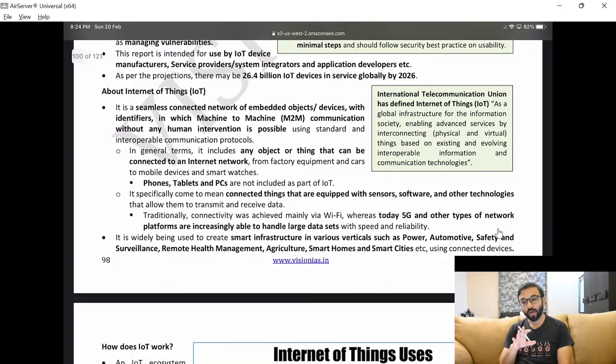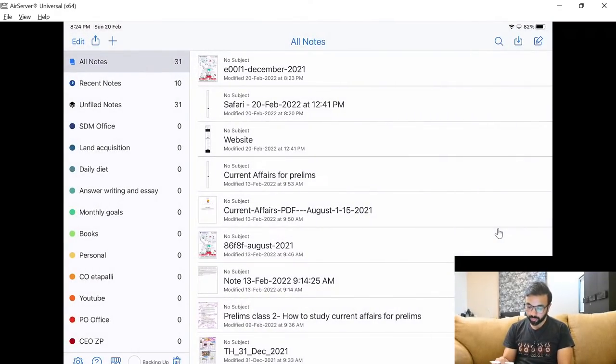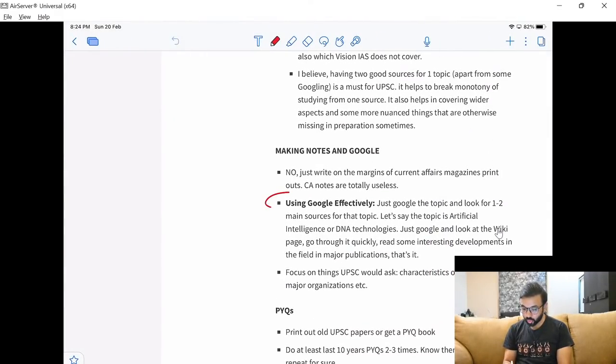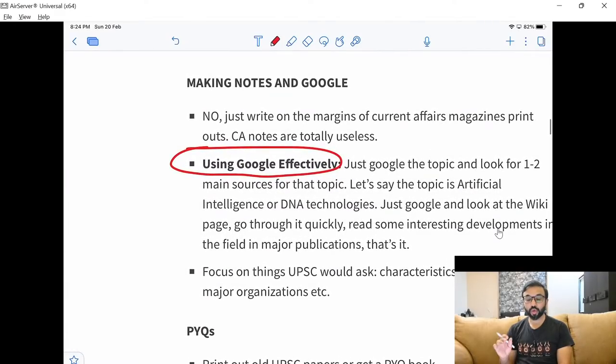So, that's why I say always Google. My other advice to all the aspirants is always, always, always go ahead and Google anything you are studying. Try to Google as much as possible, because if you learn how to Google something properly, you will really come to understand it. Because in UPSC, what matters is your understanding of that particular issue.